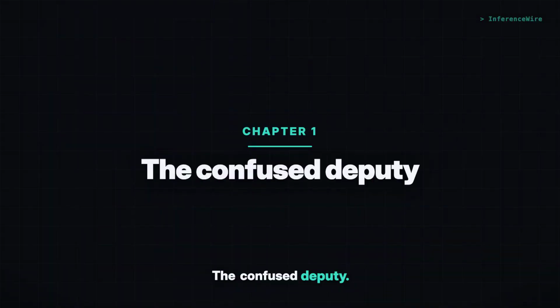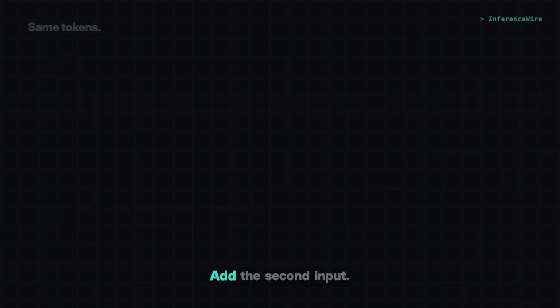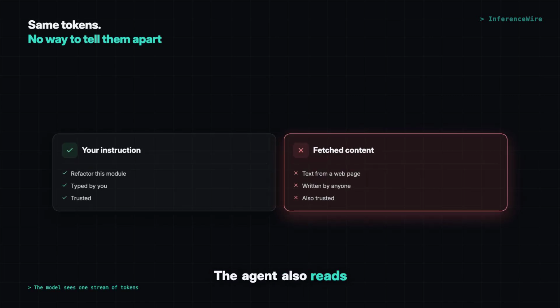The confused deputy. A deputy acts with authority on someone else's behalf. Your agent is a deputy. It holds your file access, your shell, your logged in sessions. Add the second input. The agent also reads pages and tool responses it did not write. To the model, those tokens look exactly like yours.